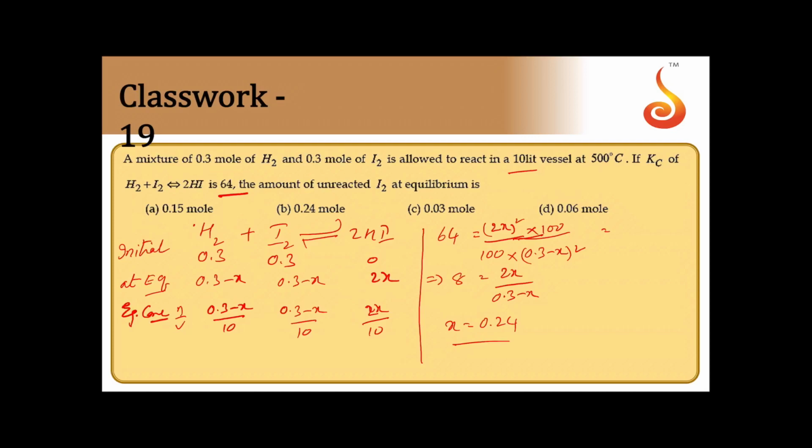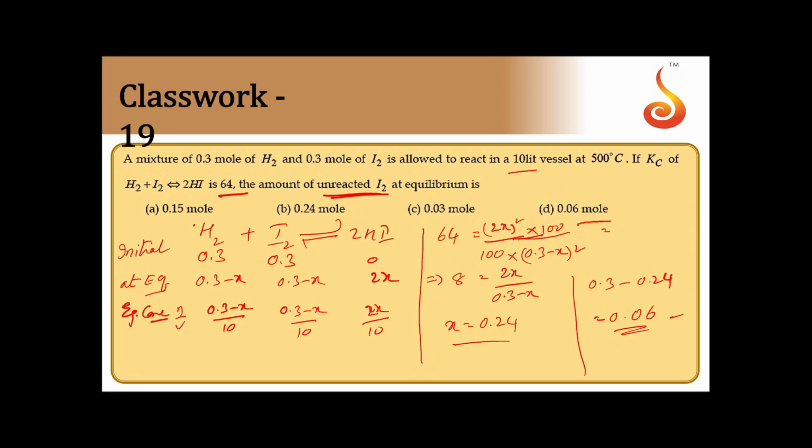The value of X is the amount reacting. The question is the amount left off. The value of X, 0.24, stands for the amount of iodine reacting. The amount of iodine left unreacted will be 0.3 minus 0.24. The value comes out to be 0.06 moles left off. 0.06, option D.